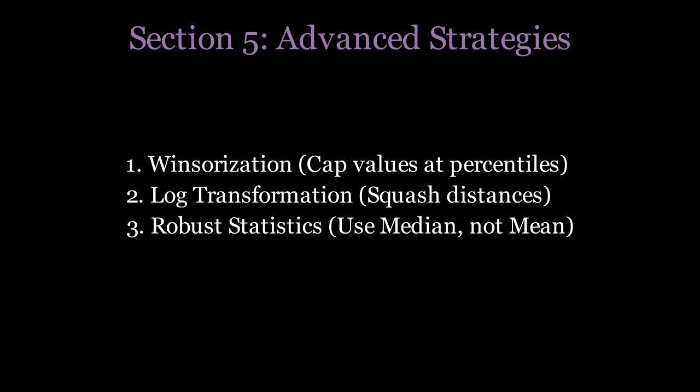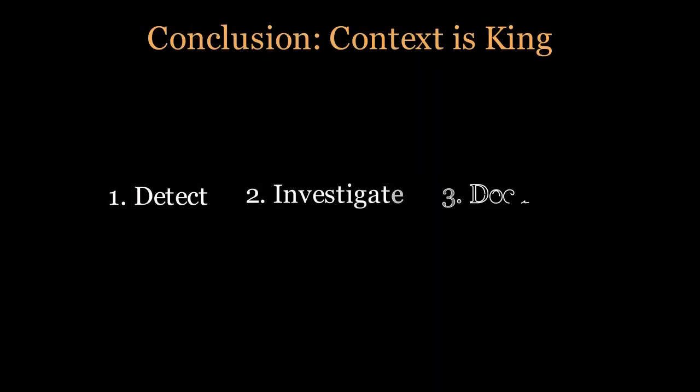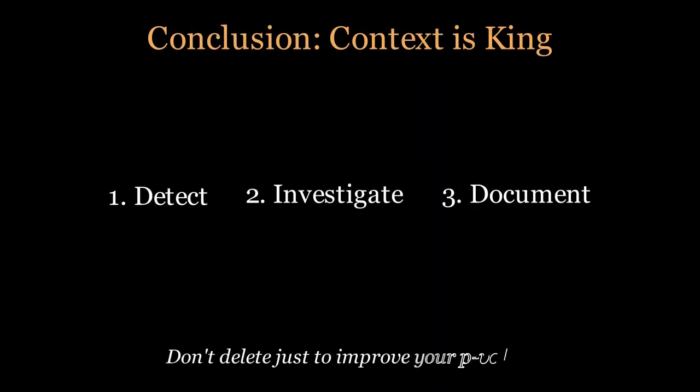Conclusion. Context is king. There is no delete button for outliers that works in every scenario. The right way to handle them is a three-step process: detect, investigate, and document. Never remove an outlier just because it makes your p-value look better. An outlier is a message from your data. Sometimes it's a mistake to be fixed, but other times it is the most valuable piece of information you have. Use your judgment and always stay true to the evidence.